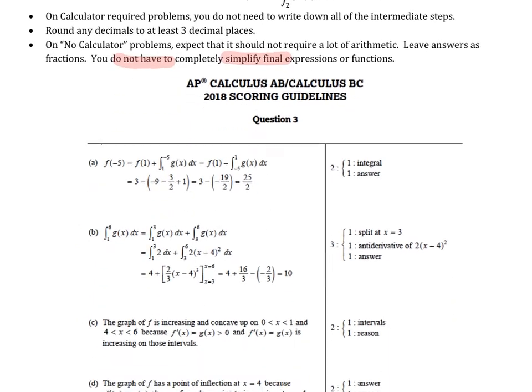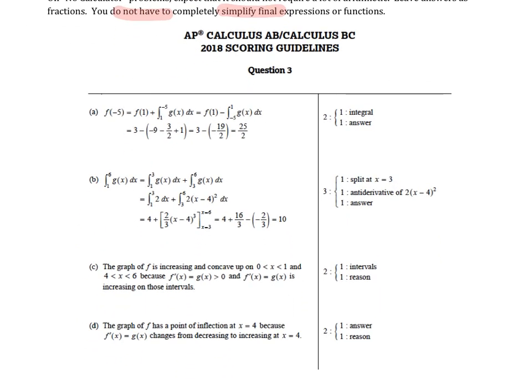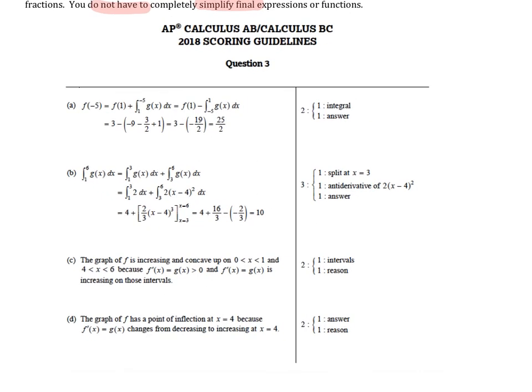Okay, so as you're practicing, as you're studying, use these scoring guidelines. Notice what you're getting points for. Study these things, and they will show you how you're getting points for different parts. Just by writing this integral, you get points. And then if you get the right answer, you get a point. That's the idea here.